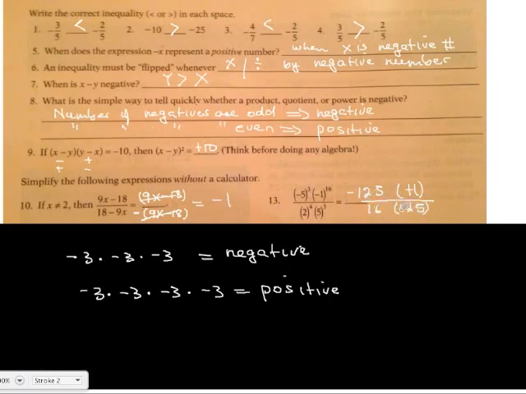You don't have to multiply 16 by 125. You don't need to pick up your calculator. If you leave it separate, just like I've shown you, you can see that they cancel out, and the answer is negative 1 over 16.